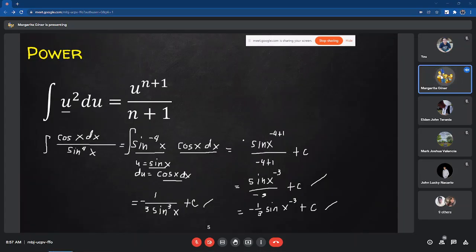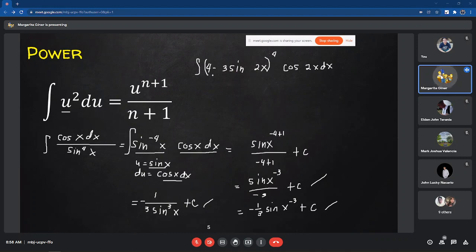How about if this is your equation? Let's say, the antiderivative of 4 minus 3 sine to x, and then divided again by 4. And then you have here cosine 2x dx.